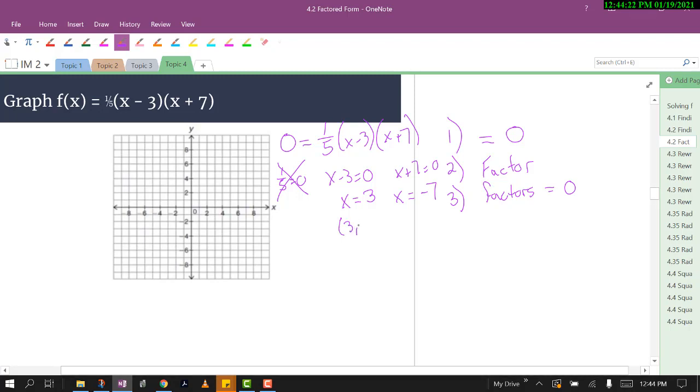We have them at (3, 0) and (negative 7, 0). Those are our zeros, so we can graph those. There's (3, 0) and (negative 7, 0). Now we need one more point to graph, and the point we're going to get is the vertex, so we can really see what's going on in this diagram.